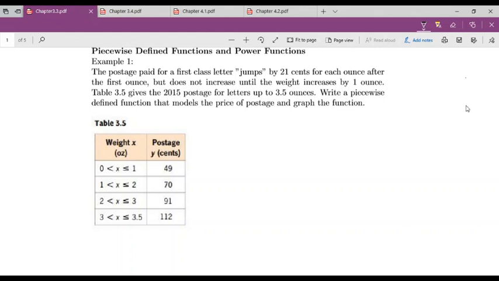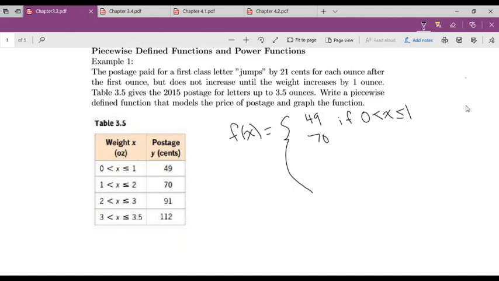Okay, so typically a piecewise defined function f of x looks something like this. If your weight is between 0 and 1, your postage is going to cost you 49 cents. So your f of x, which is the same thing as your y here, would be 49 if 0 is less than x is less than or equal to 1. And sometimes they write "for" instead of "if." Either's fine.